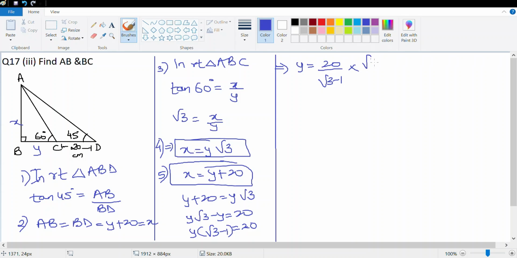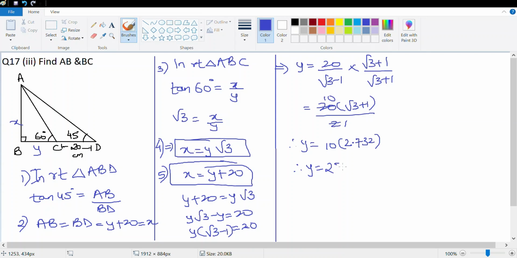Rationalizing gives me multiply with root 3 plus 1, divide by root 3 plus 1. This is 20 times root 3 plus 1 upon 2. Therefore, Y is equal to 10 times 2.732. Therefore, Y is equal to 27.32 centimeter.